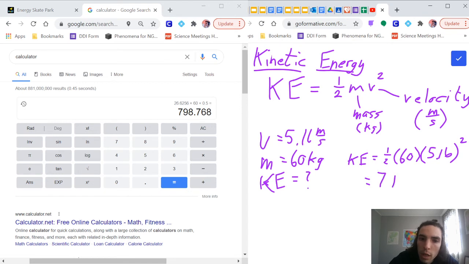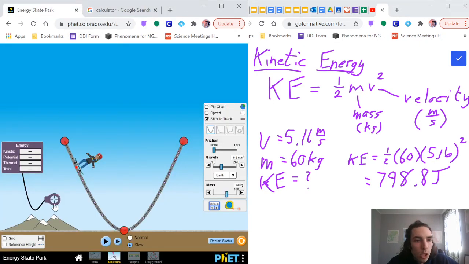Right, so 798. I'll just round to 1 decimal, 0.8, because I think that's what the simulation does also. So to compare these, I'll just round to 1 decimal. And let's see what this says. Oh, so close. They have 798.3 joules. And the reason that is probably different is because my guess would be that this 5.16 meters per second is rounded, and there are a lot more decimals that the simulation is carrying, and it's only showing 2 decimal points. So for our purposes and for the purposes of this simulation, that's the correct answer here.